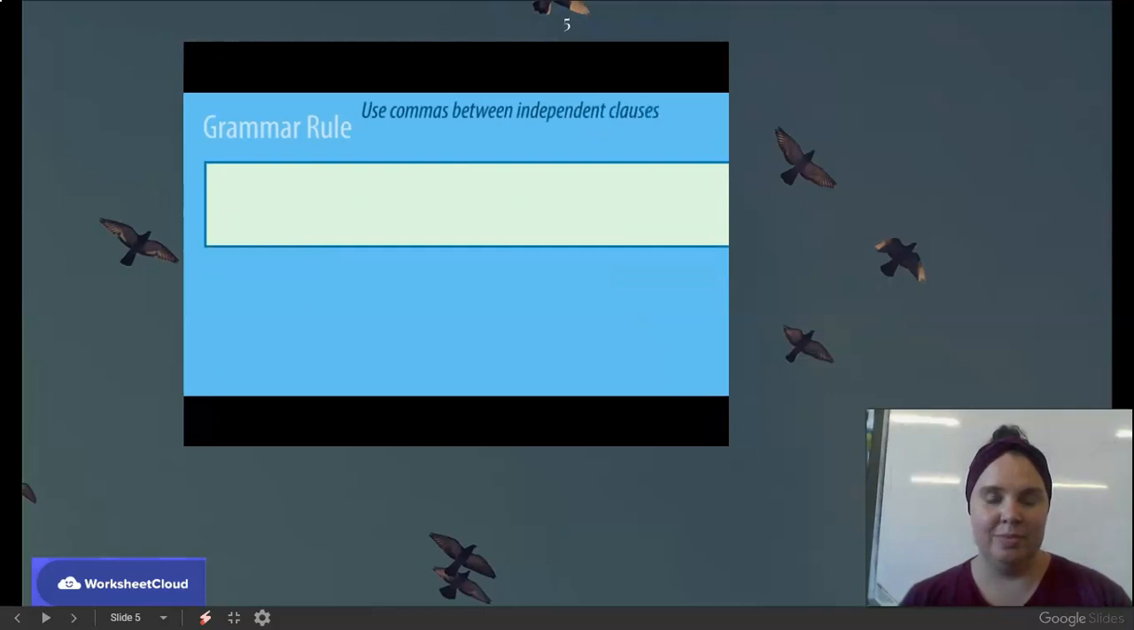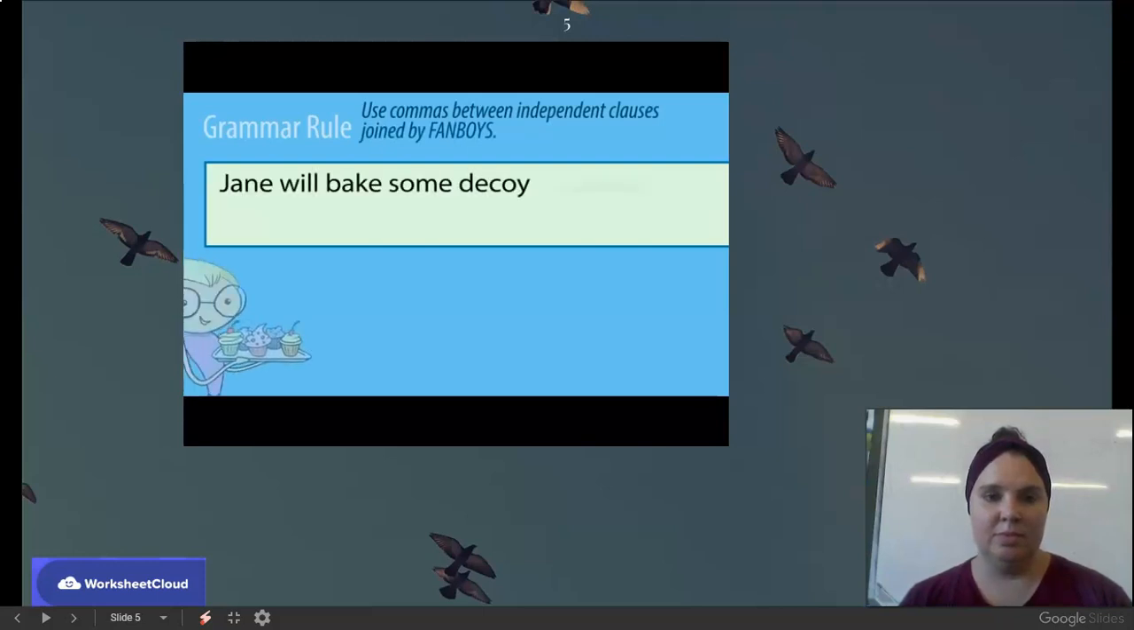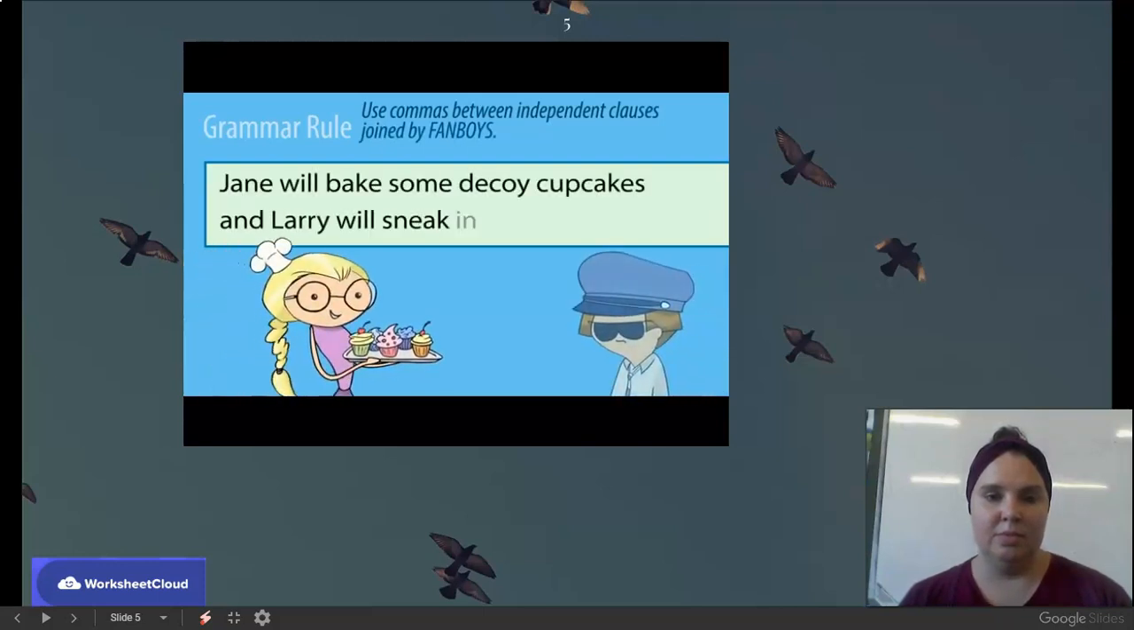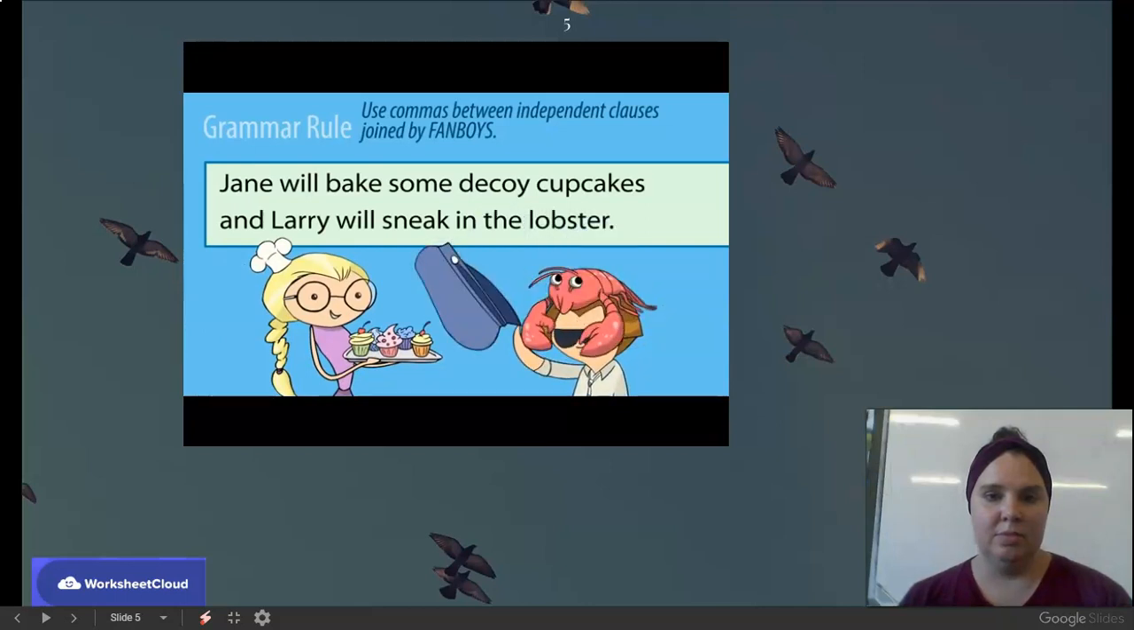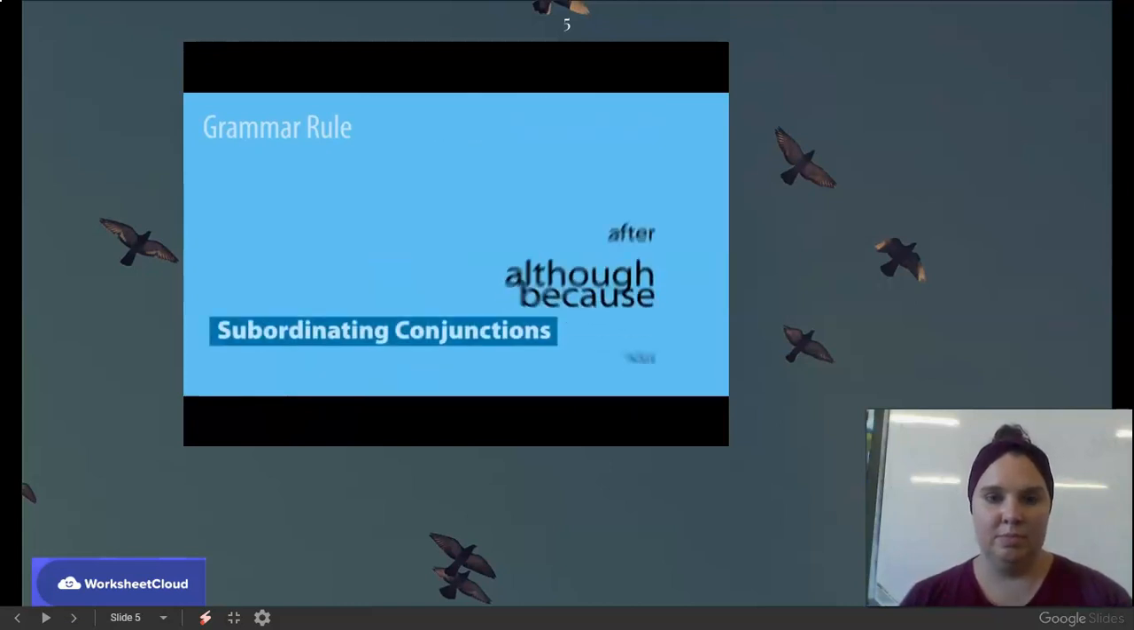If the fanboys connect independent clauses, however, insert a comma after the first clause and before the fanboy. Jane will bake some decoy cupcakes, and Larry will sneak in the lobster. Remember that an independent clause is basically just a sentence, and you can't mash two sentences into one sentence without something between them. That's when you get run-on sentences. Divide them using one of the 7 fanboys.